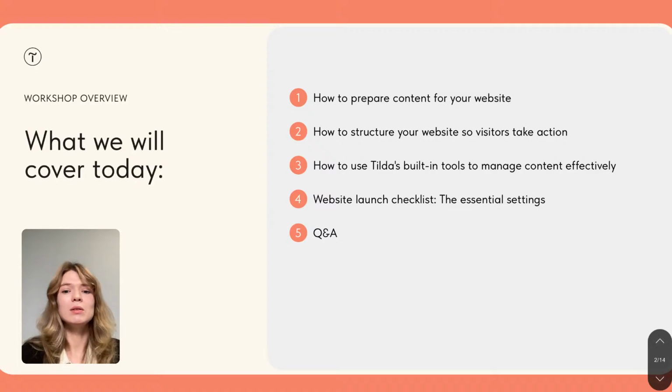Next up, we're going to use Tilda's built-in tools to manage content. Real estate websites typically require a lot of listings, and it's really hard to manage them manually. So Tilda has a built-in CMS system, content management system, that you can use to batch prepare listings and then just fill out the fields, and all of the design will update automatically without you having to do it manually.